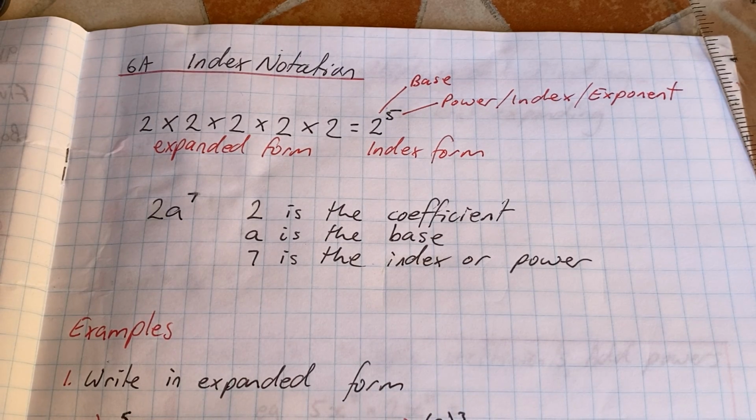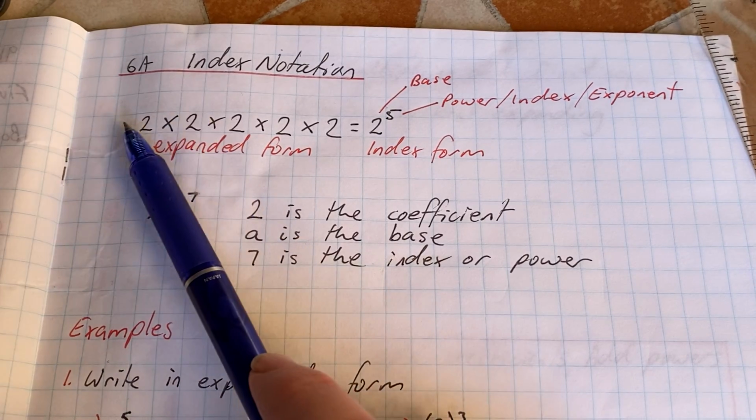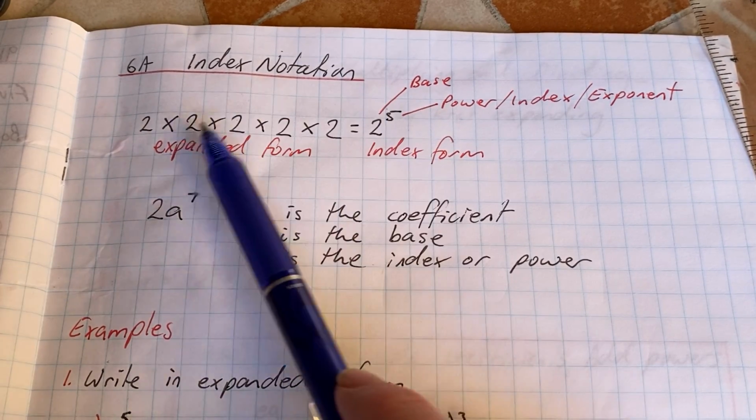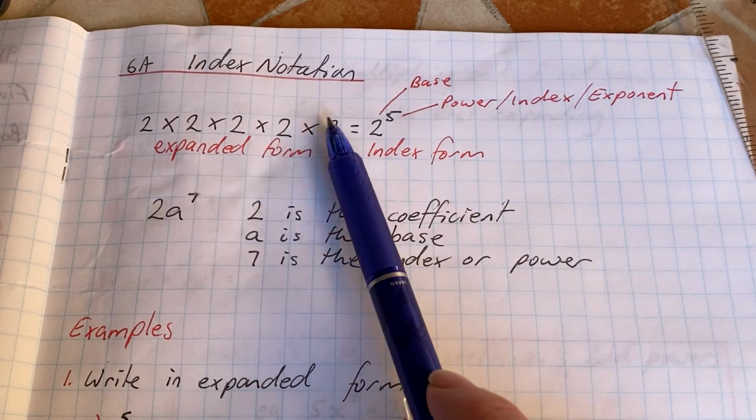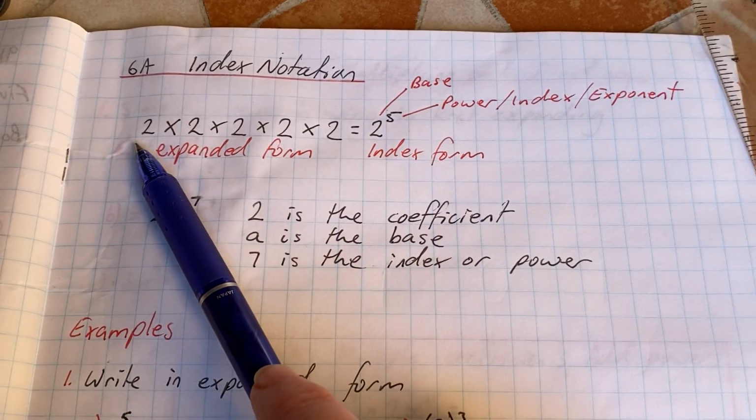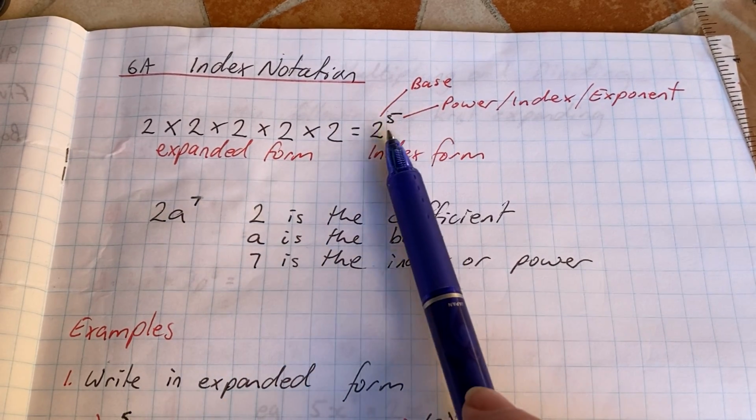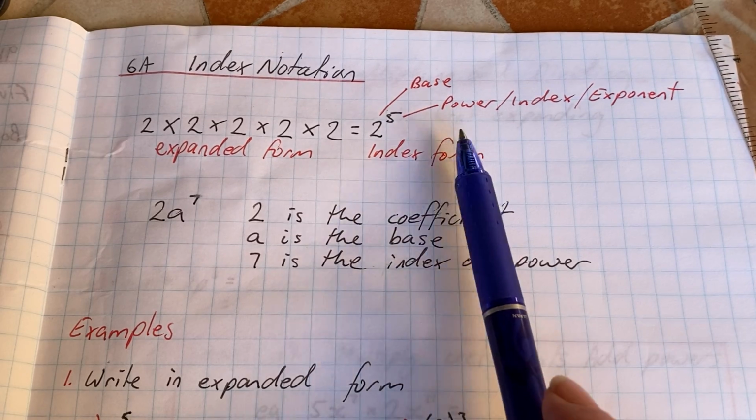Okay, so we're moving on to do a few exercises from chapter 6. The first one is about index notation. Now, you've come across this before in year 7 and in year 8. So we're just going to go over some of the basics again. So we've got 2 to the power of 5, which is 2 times 2 times 2 times 2 times 2. So this is called expanded form, whereas this is called index form.